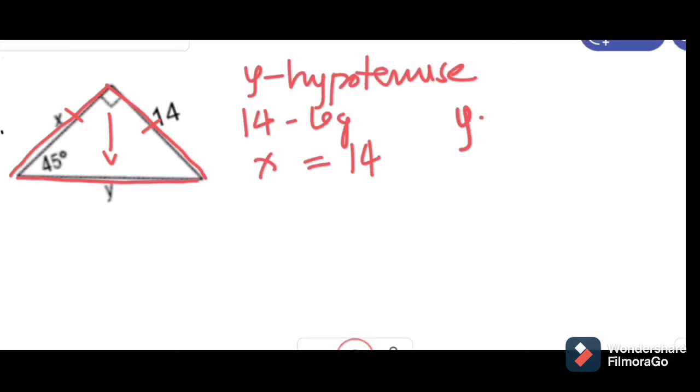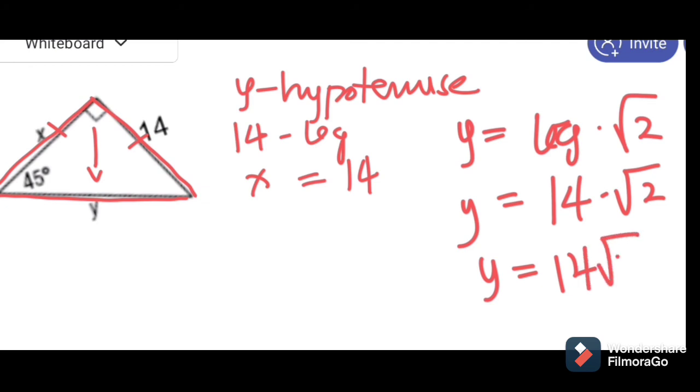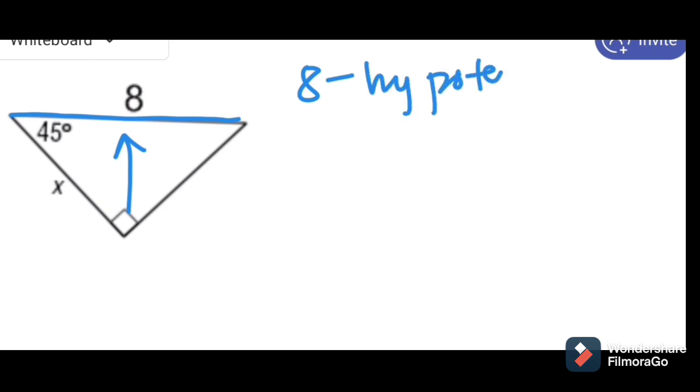Find y: we multiply the leg times the square root of 2. So, y is equal to 14 times the square root of 2. So, now our y is equal to 14 square root of 2. For this given, let's have the parts. What do we call this 8? It is opposite the right angle, so it is the hypotenuse.